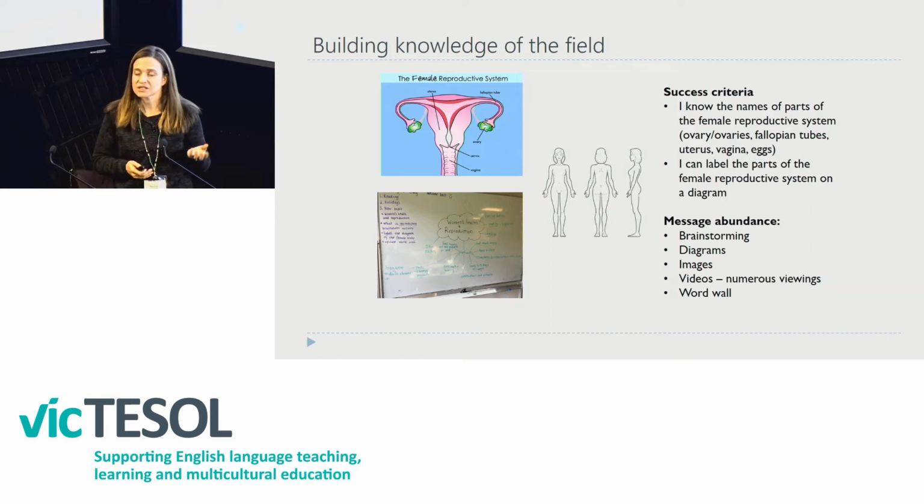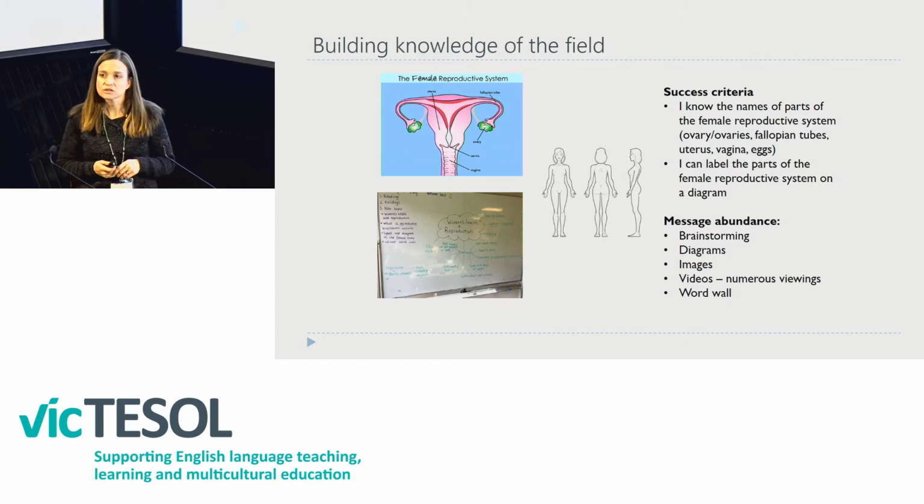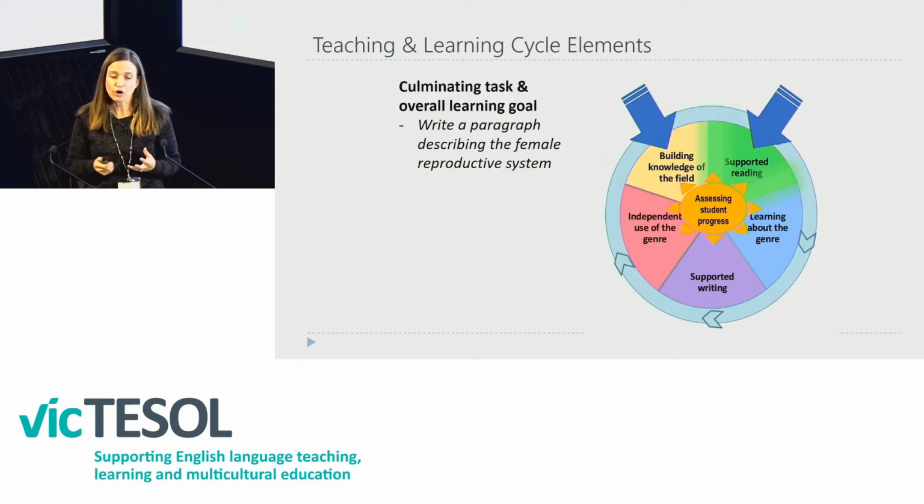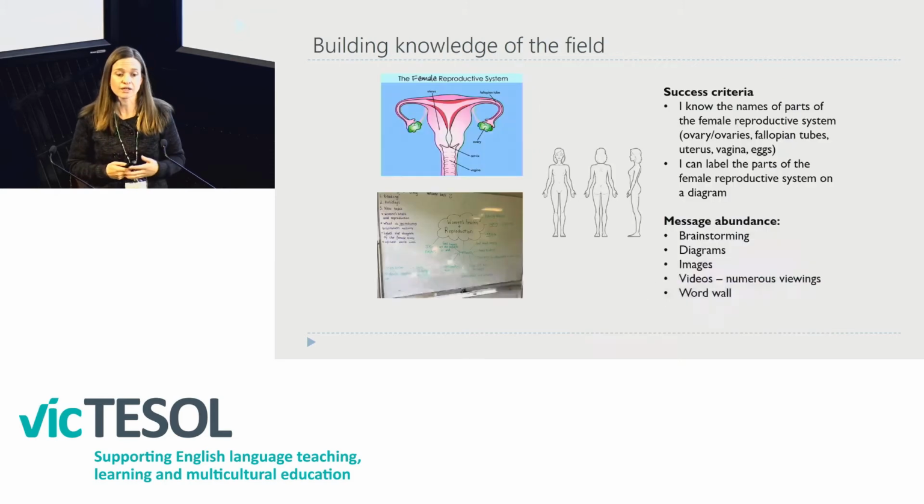At each stage of the teaching and learning cycle, it's important to keep the students focused on what the overall goal is, which, if I go back, is to write a paragraph. So I constantly remind them why we're learning this: we're going to be writing a paragraph about the female reproductive system. But at each stage, there's also success criteria, and having success criteria at each stage gives them an indication about how much they really are learning.